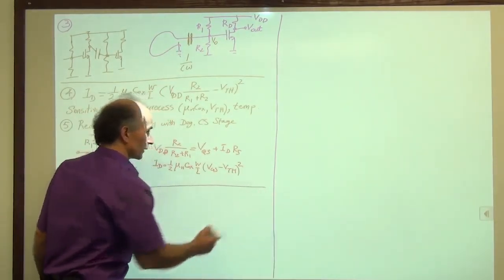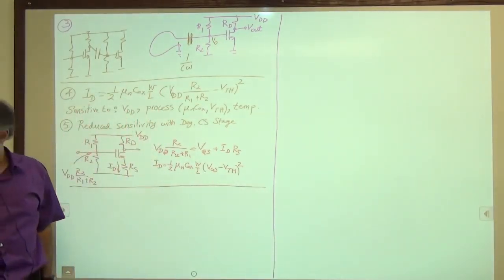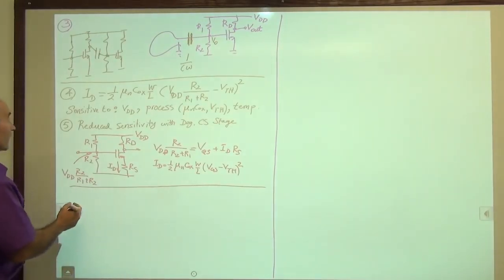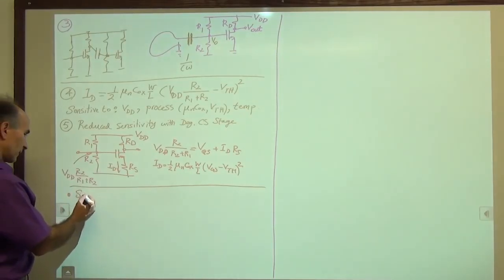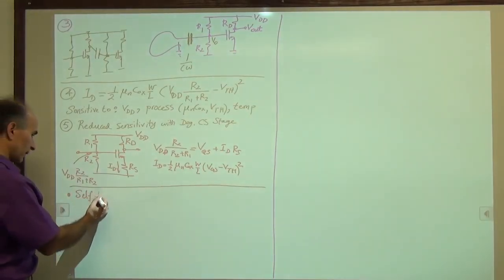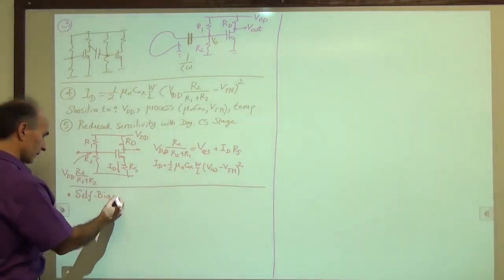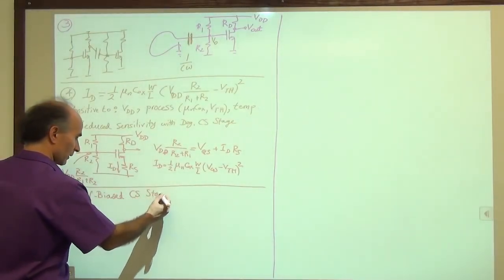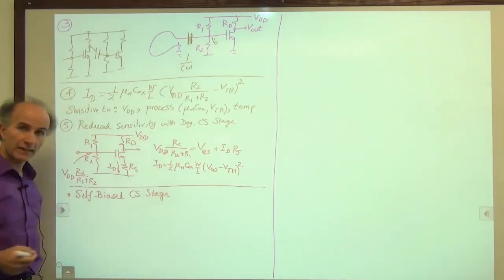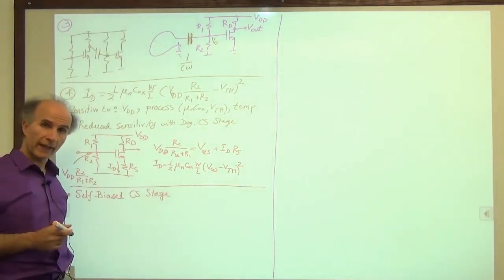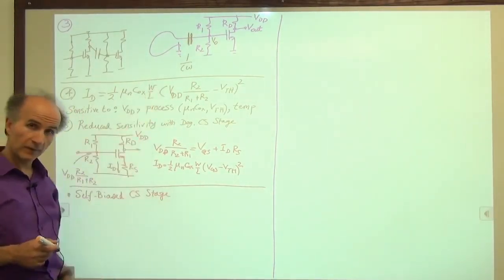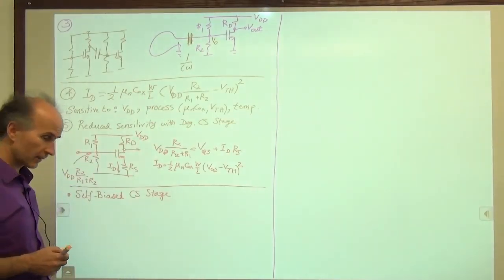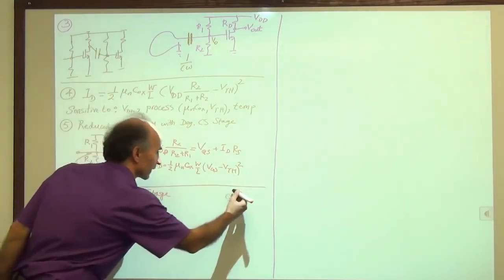Let's look at one more type of circuit that tries to reduce these sensitivities. We will call this the self-biased CS stage. This stage has a somewhat wider application than these other circuits we saw in integrated circuit design. Sometimes we use this, and it looks like this.